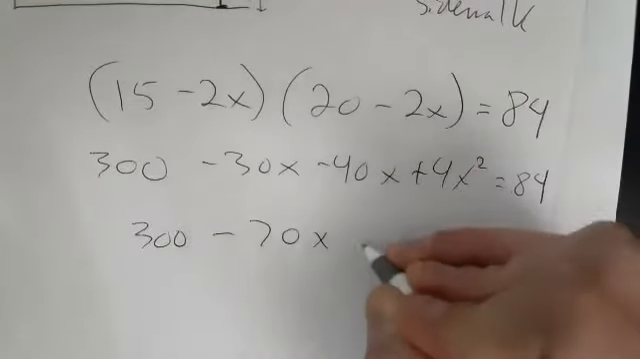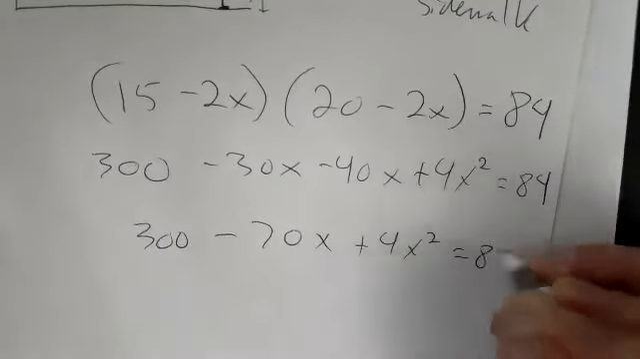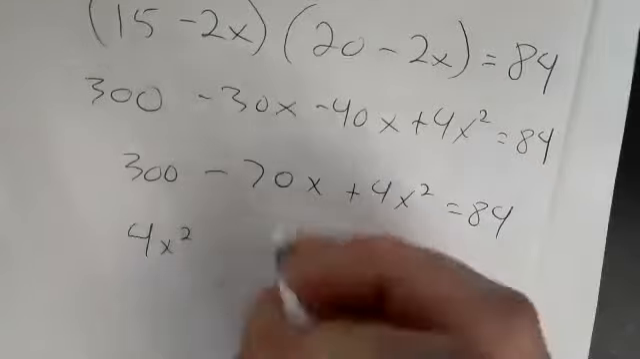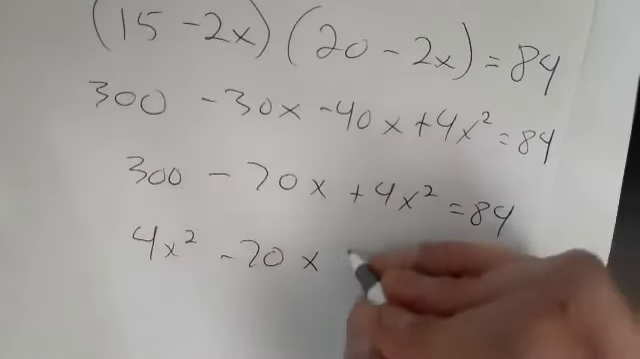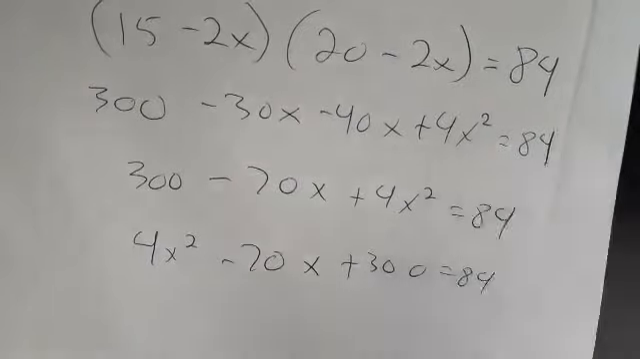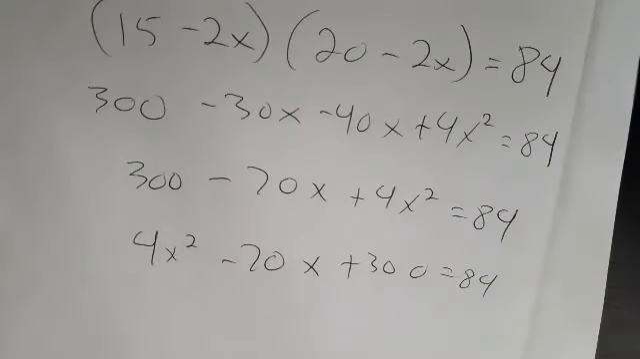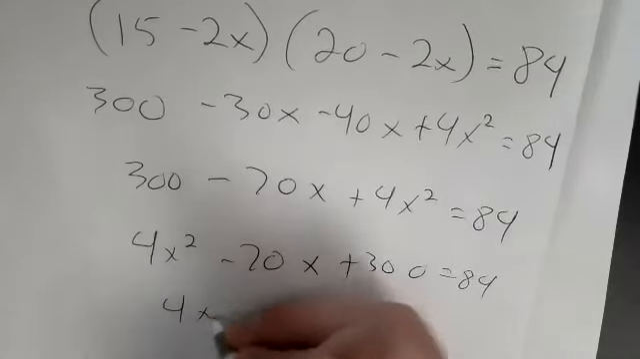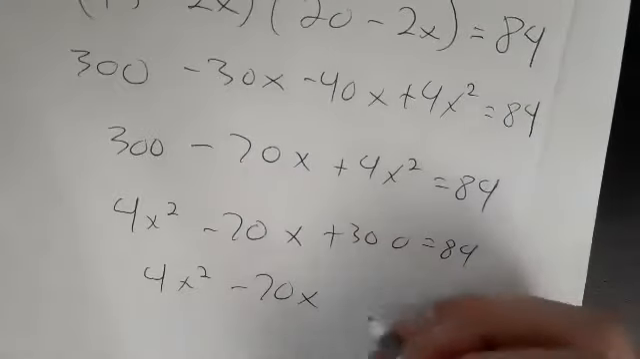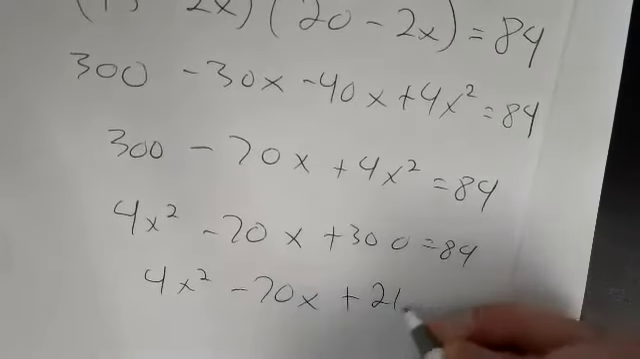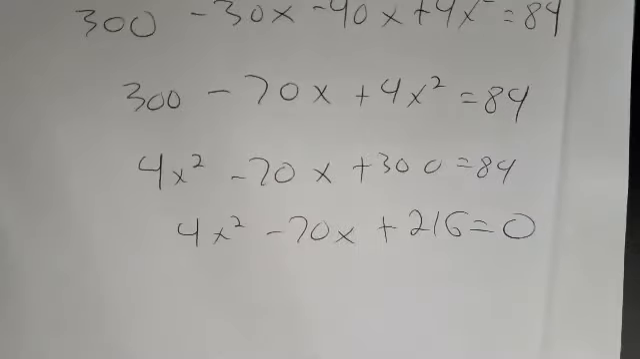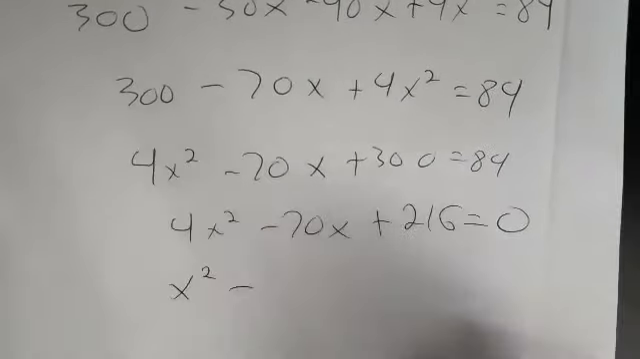300 minus what? x plus x squared. I'm going to rearrange things. I don't want my 4x squared plus 300. I'm going to have to do what? 300 minus 84 to get that over to the other side to make it 0. Plus 216, 0. And like I was saying, if we do this correctly, I think everything now should be divisible by 4, so it should simplify it a little bit. Make it a little bit easier.